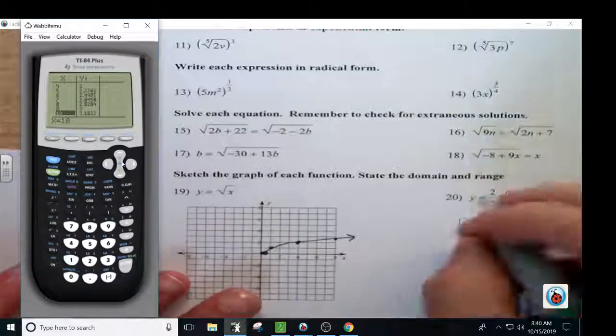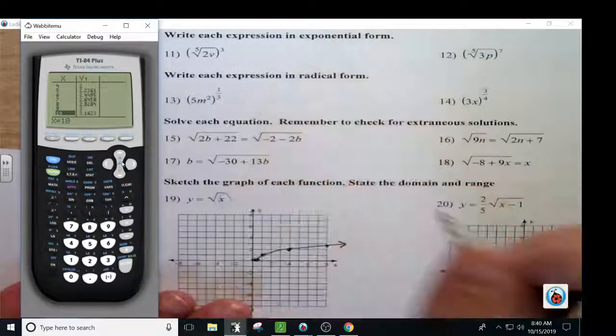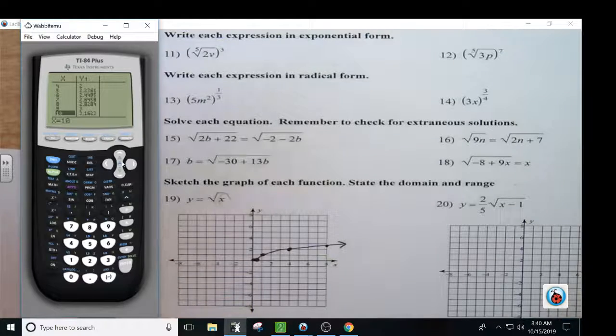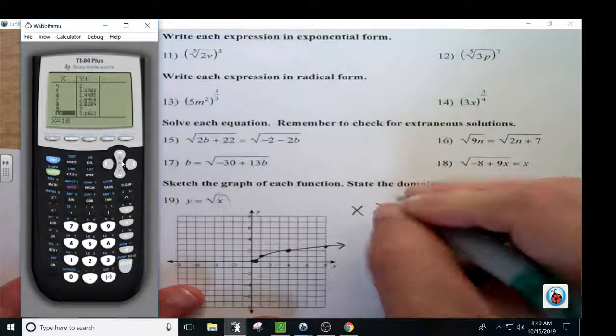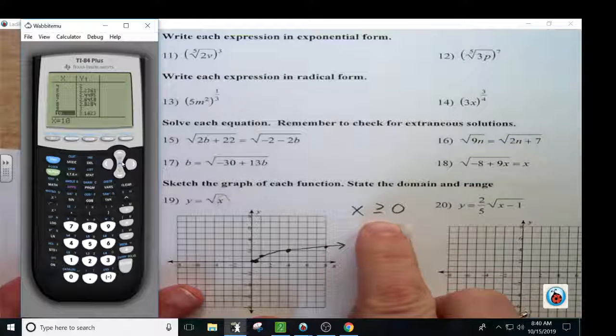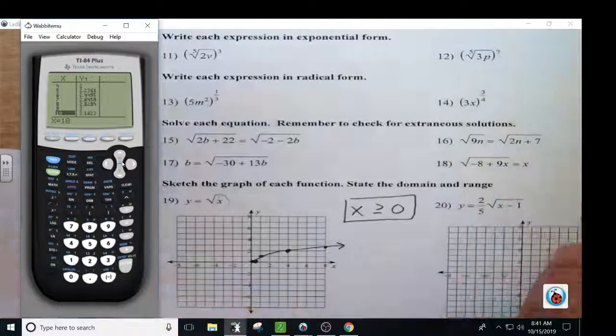Well, your domain, all you got to do, whatever's underneath the radical. What's underneath this radical, guys? Just x, right? You're going to set it greater than or equal to 0. Well, is there going to ever be a time when this is going to be different? Nope. It will always be x values greater than or equal to 0. Now, on your range, there can be a difference.